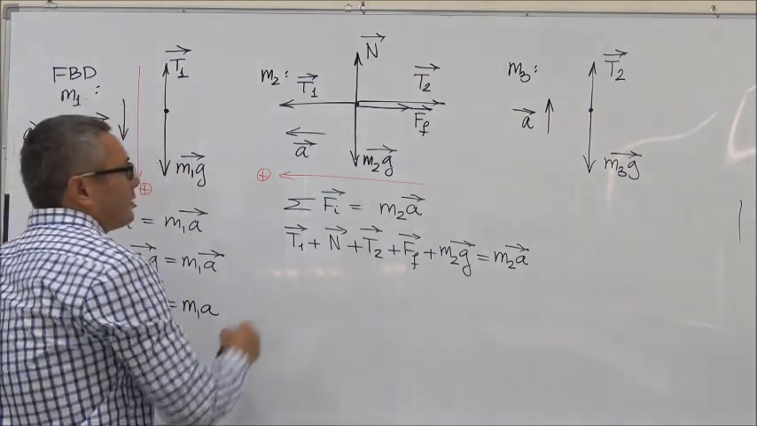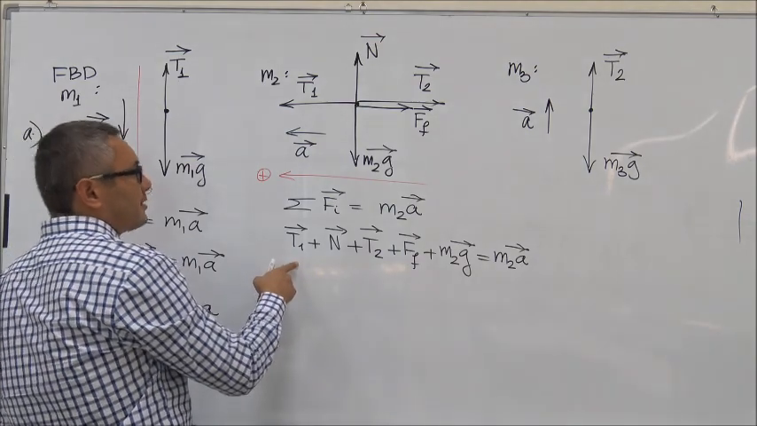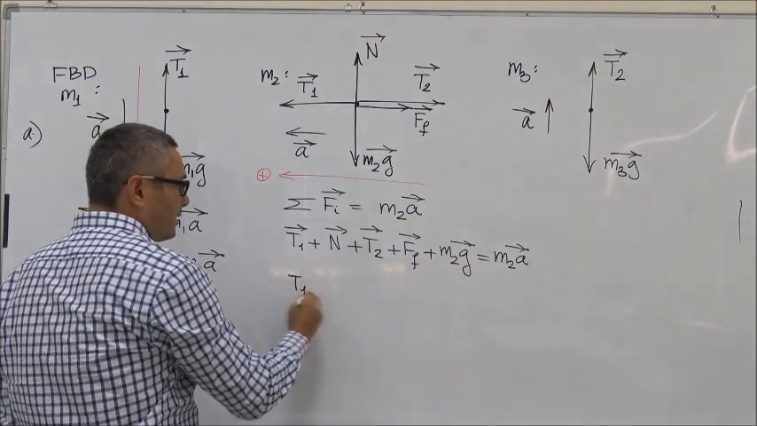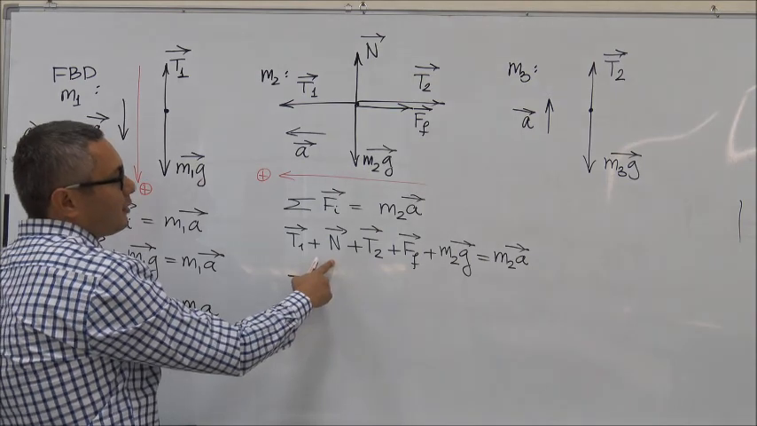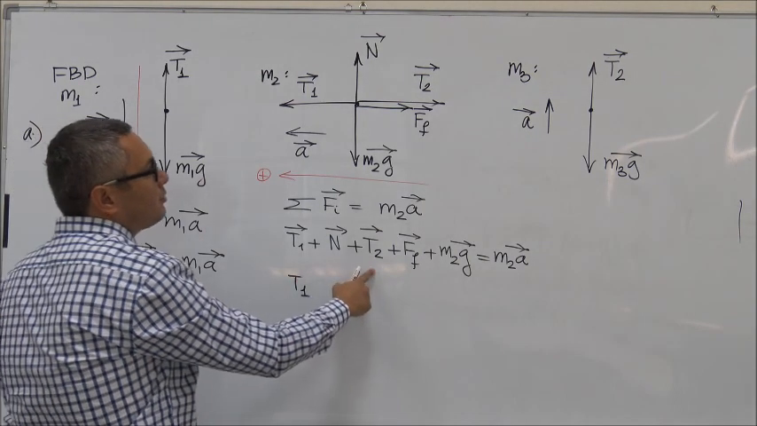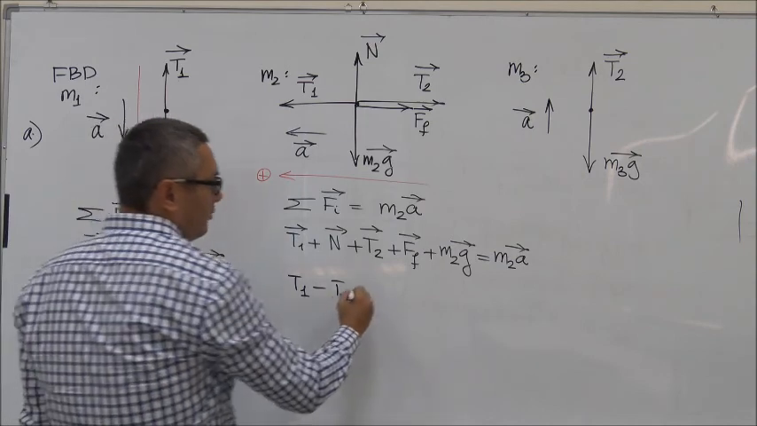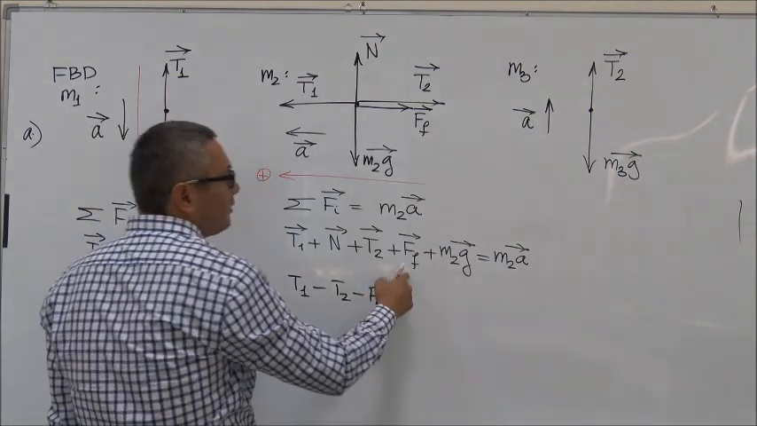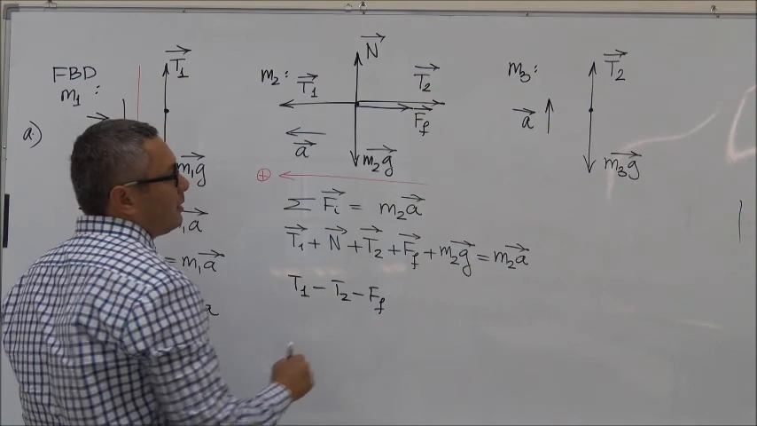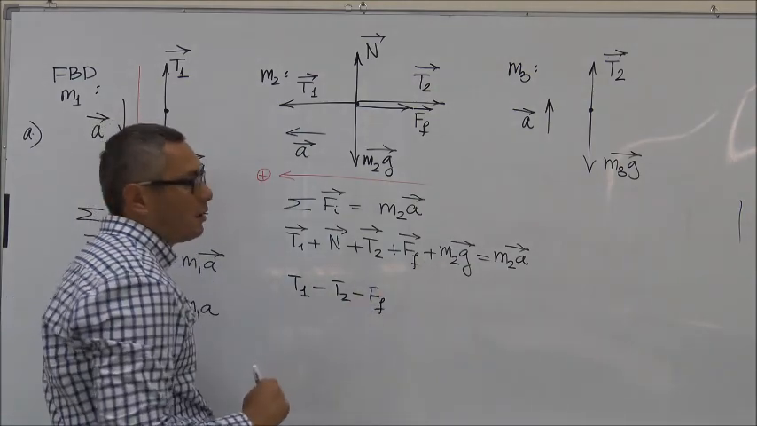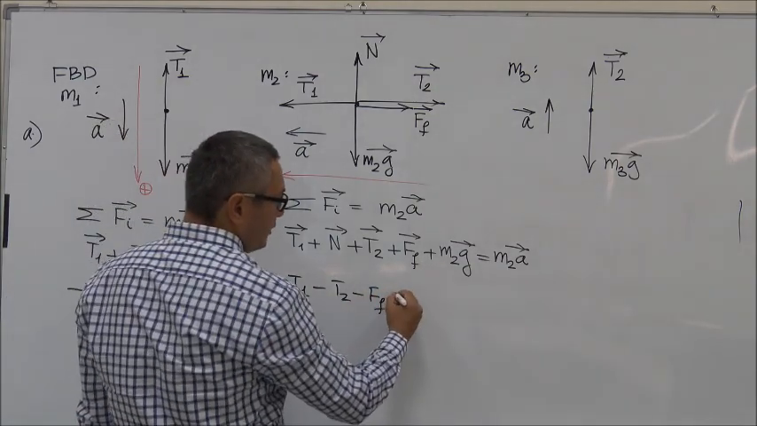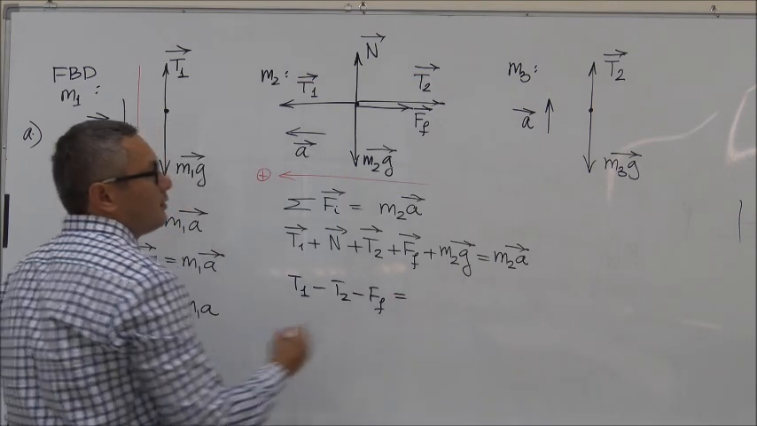So for the horizontal, T1 is positive, so it goes with a plus sign. Normal is vertical, we ignore it here. T2 is negative, so it's minus T2, minus force of friction. It's also pointing in this direction. M2G is also vertical, so we don't include it here. Equals M2A.